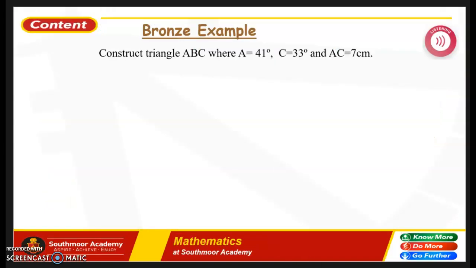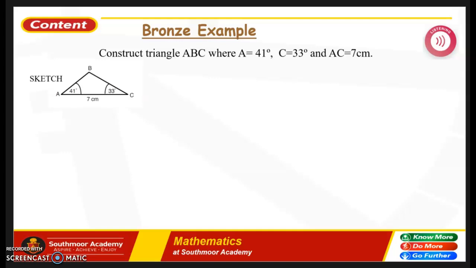Your bronze example then. Make sure you've got this copied down into your book. Construct triangle ABC, where A equals 41°, C equals 33°, and AC equals 7 centimetres. Before we draw the triangle using our ruler, compass and protractor, we are first going to sketch how we would expect the triangle to look. So we do a quick sketch. That should look like this.